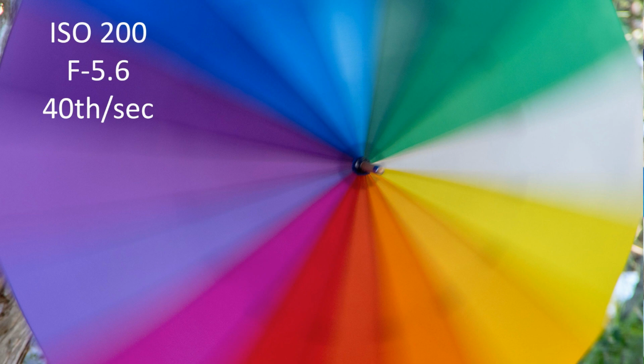Here's the first umbrella photo I showed you before. Remember, it's blurry because it was taken at 200 ISO and a 40th of a second. When you zoom it in, you can see that apart from being blurry, it's a smooth, high-quality image.